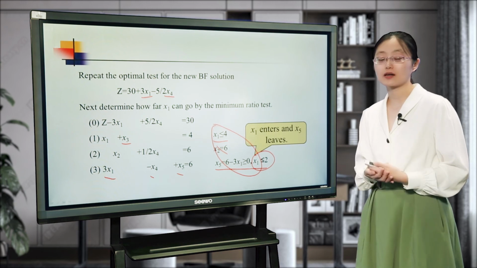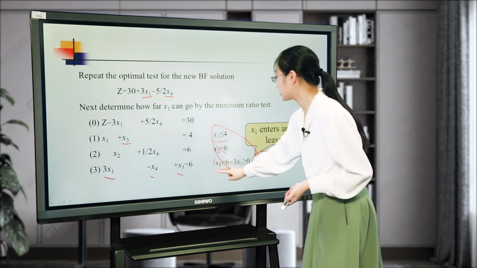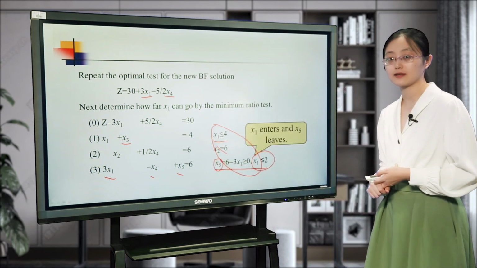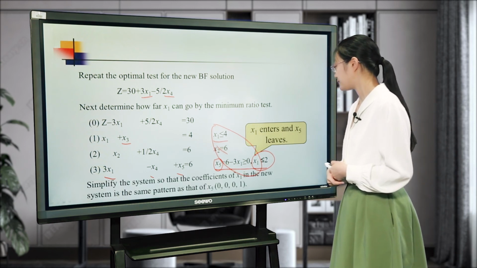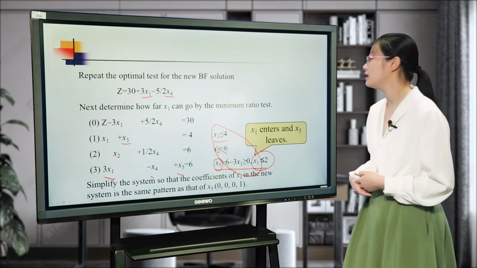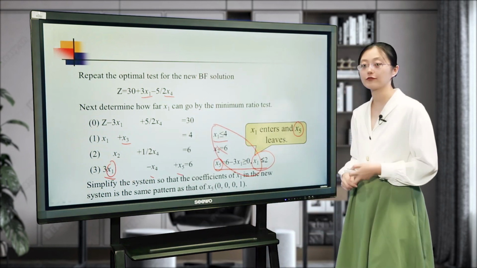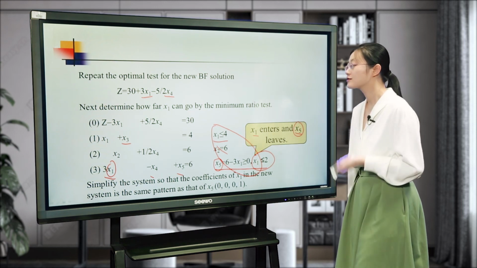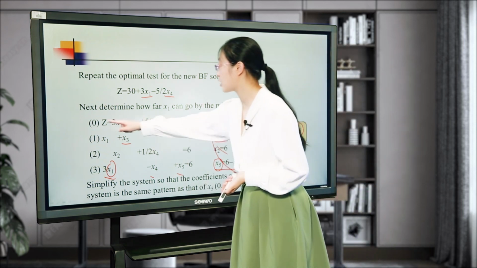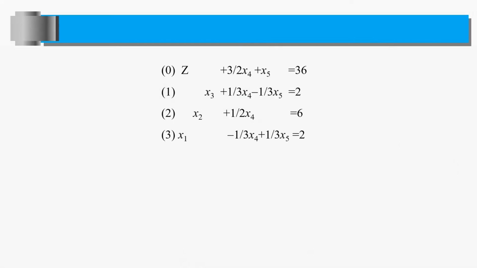Increasing x1 means x1 is the entering basic variable. And since x5 decreases to 0 first, x5 is the leaving basic variable. So again, we perform the elementary row operations, hoping to make the coefficients of x1 follow the pattern of the coefficients of x5, because one is entering and the other is leaving. What's the pattern of the coefficients of x5 in our system? 0, 0, 0, 1. So again, we conduct the basic elementary row operations so that we can make the coefficients of x1 follow the same pattern.